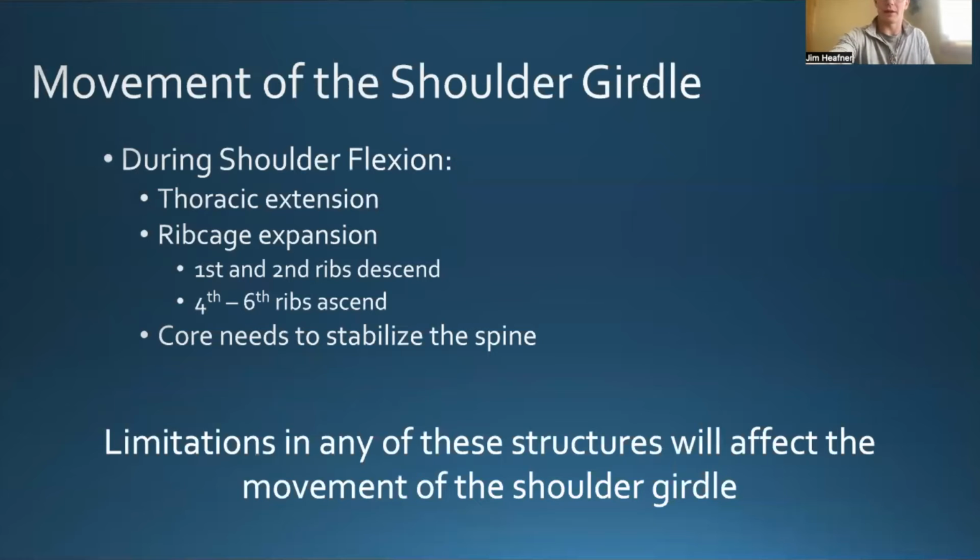An example of that one functional unit of the shoulder is that during shoulder flexion, as I raise my arm up, we need to have reciprocal thoracic extension occur, lifting of the rib cage. So we're going to see the first and second rib descend a little bit, fourth through sixth ribs ascend, thoracic extension, rib cage expansion, and then core stability. If I arch back, but that's all coming from my spine, that's not true glenohumeral joint motion.